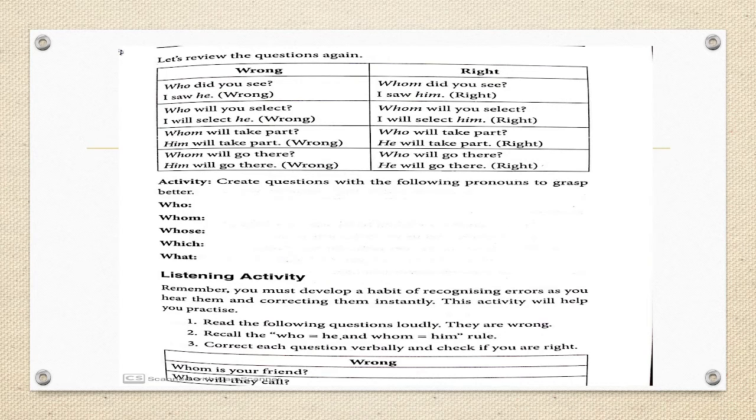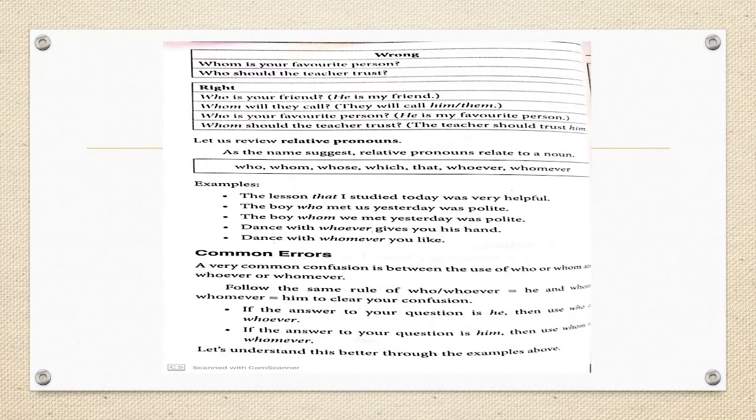So you have to do these activities. You have to create questions with the following pronouns to grasp better: who, whom, whose, which, what. You just make the sentences, make the questions, and write them down in your notebook. And again, you have to do the listening activity also. So remember, you must develop a habit of recognizing errors as you hear them and correcting them instantly. So this activity will help you practice. So read the following sentences loudly. They are wrong. And recall the who, he, and whom, him rule, and correct each question verbally and check if you are right. So these are the wrong sentences and right sentences you can see on your screen, and you have to do that practice. You have to write down in your notebook also.